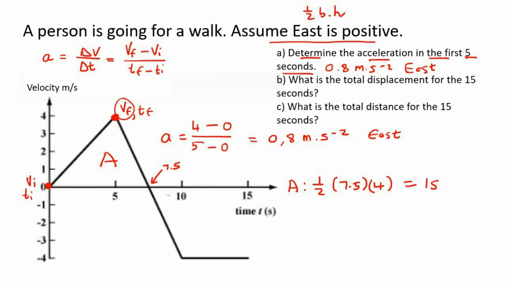I know that area is meters squared, but what I told you is that to find the displacement, we just need to find the area under the graph, and displacement is measured in meters. Okay, now we're going to go find the area of this piece.